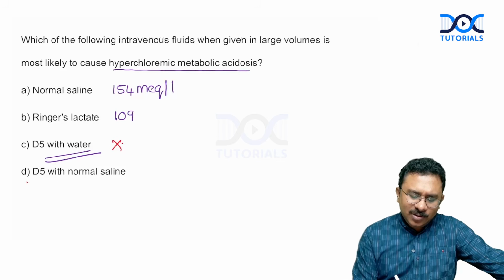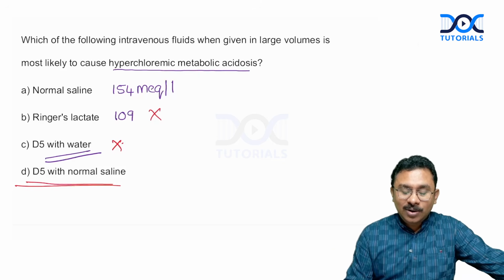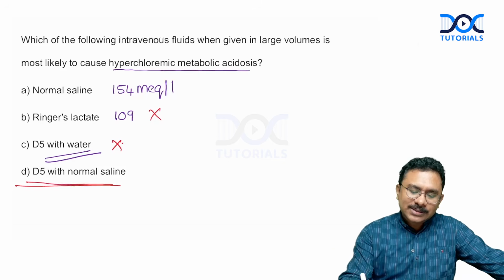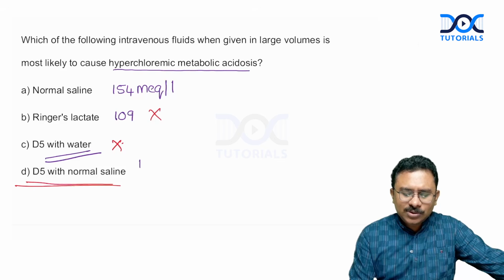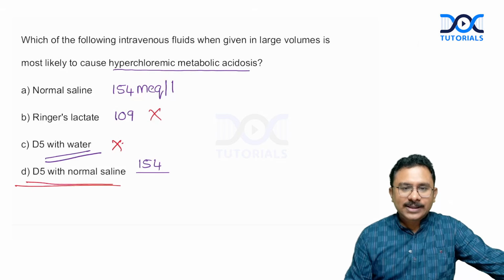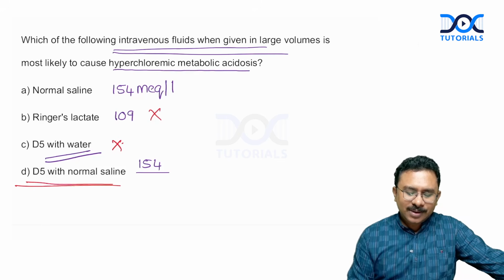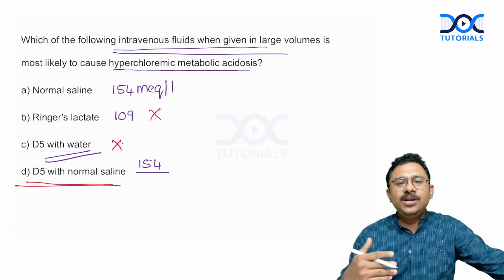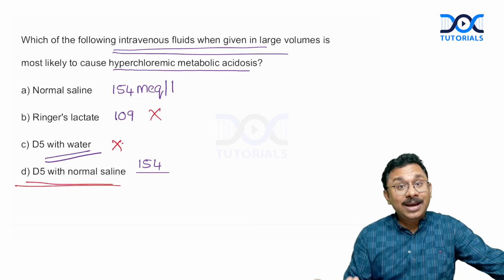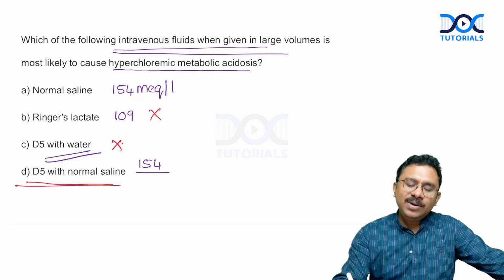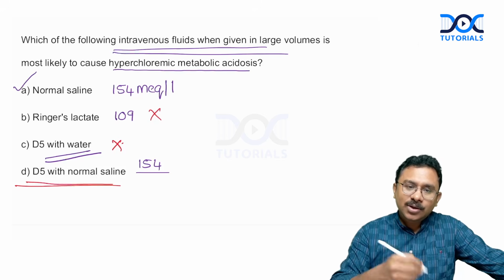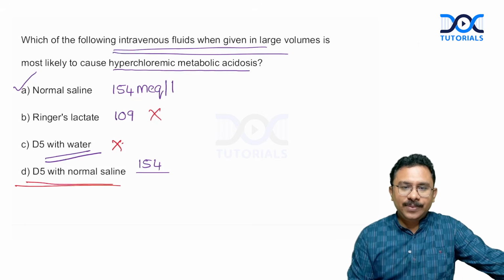Now D5 with normal saline. Anyway, 109 I'm eliminating; 154 is definitely above 109. D5 with normal saline theoretically has almost the same chloride as normal saline, but both were in the options. Now, fluids given in large volumes: D5 with normal saline is usually not given in large volumes, it's a maintenance fluid. Normal saline can be given in large volumes. So among the two options, the better one is option A, normal saline.